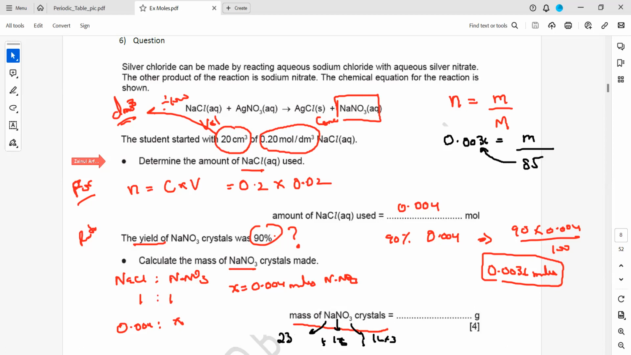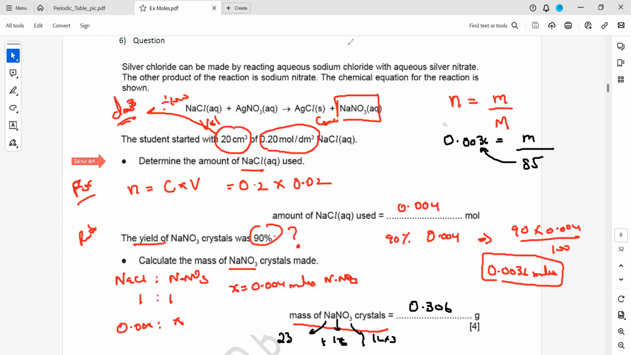What's the final answer? 0.0036 multiplied by 85 is 0.306. Okay, so we got 0.306.